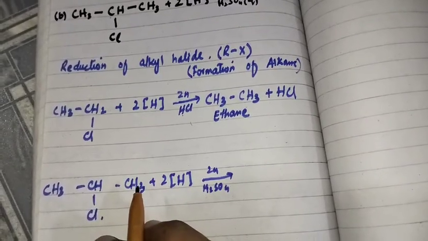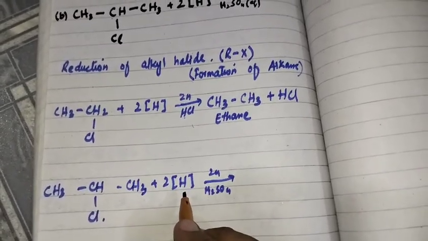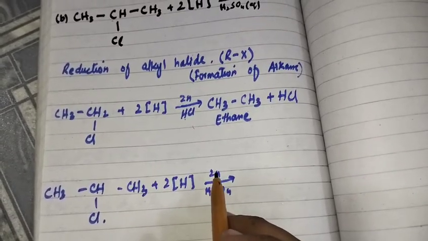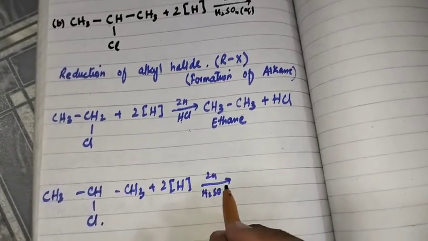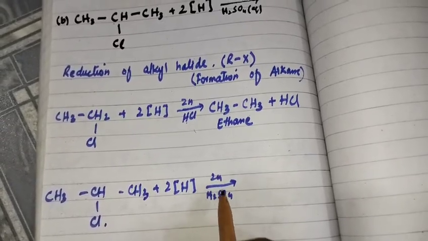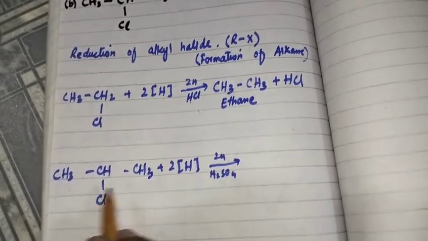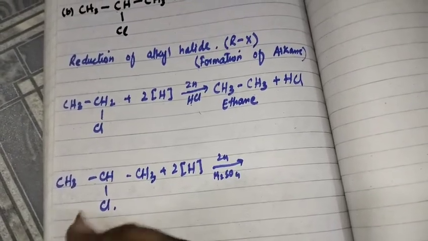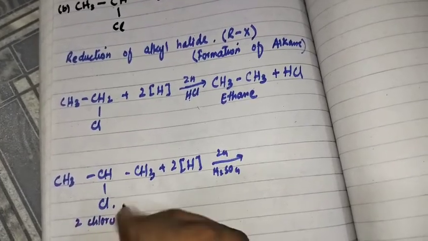So whenever you want to do reduction or to react with nascent hydrogen, you have to first prepare nascent hydrogen by reacting Zn with HCl or with H2SO4, either with HCl or with H2SO4. So nascent hydrogen will be produced by reacting Zn with H2SO4, and that nascent hydrogen will react with alkyl halide. This is alkyl halide, and the name of this compound is 2-chloropropane. Chlorine is attached to the second carbon, so it is 2-chloropropane.